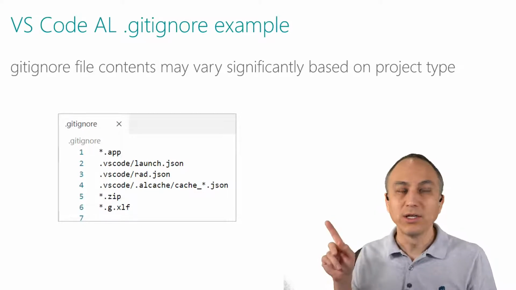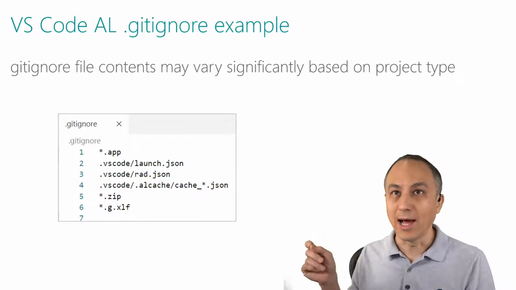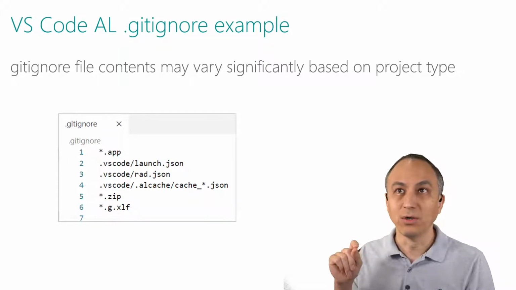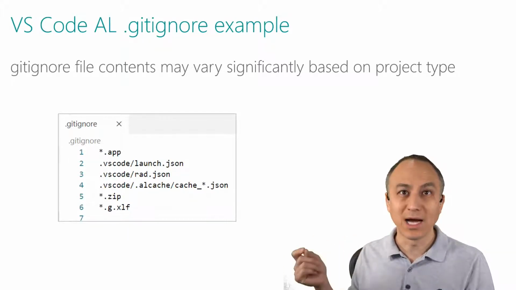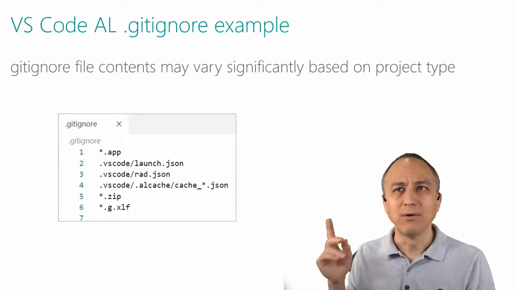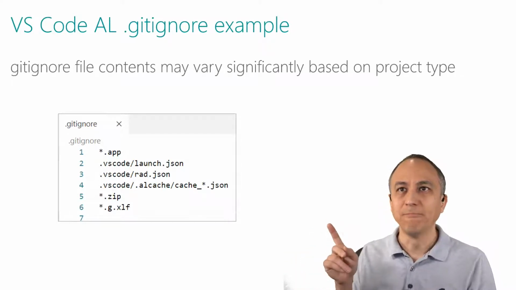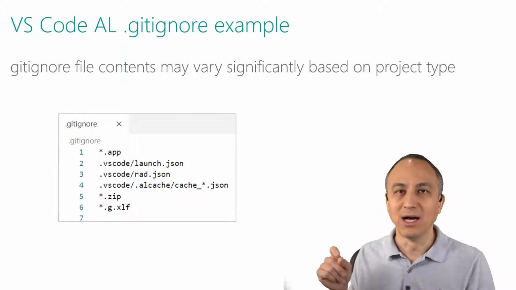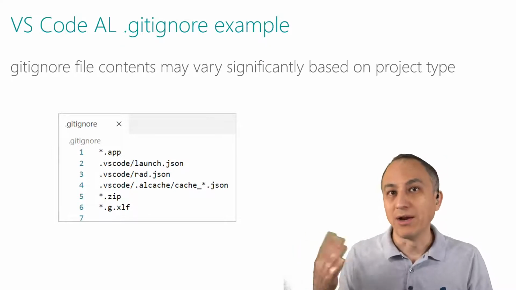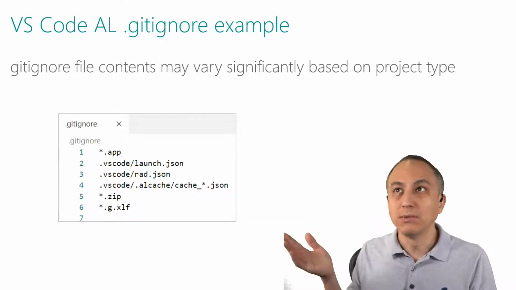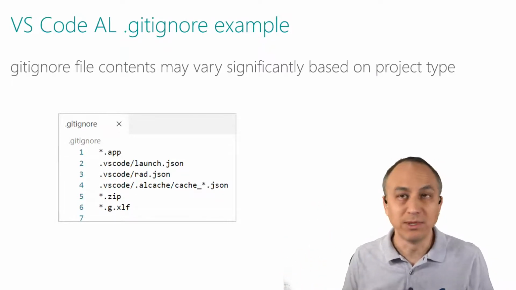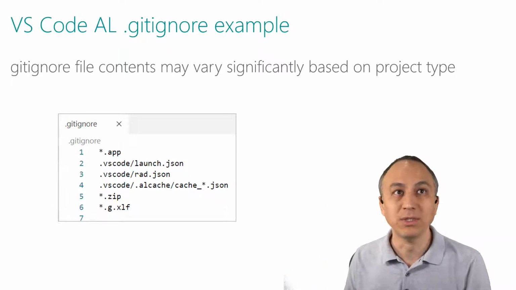And so here you see I'm excluding star.app, .vscode launch JSON, .vscode rad JSON, AL cache files, JSON files, and then zip. I don't quite recall why the zip is there. Then .g.xlf, and I believe those are the translation files. So I don't know if this is a good gitignore file, if it has too much, too little, if it should be modified. I don't know. That's just the one I've been using so far.